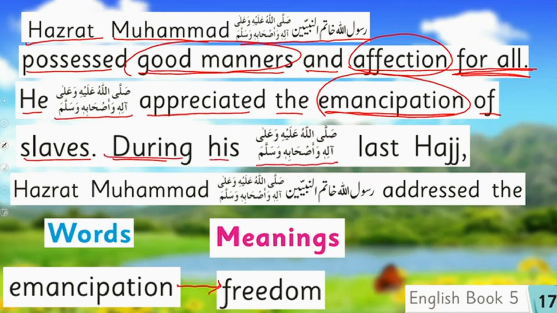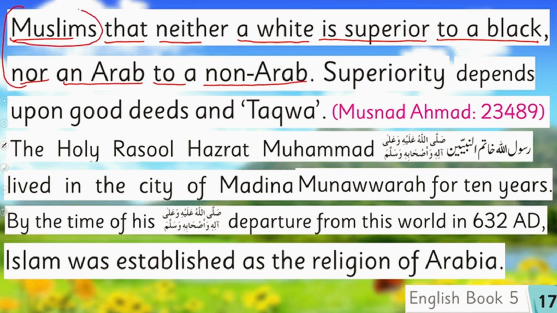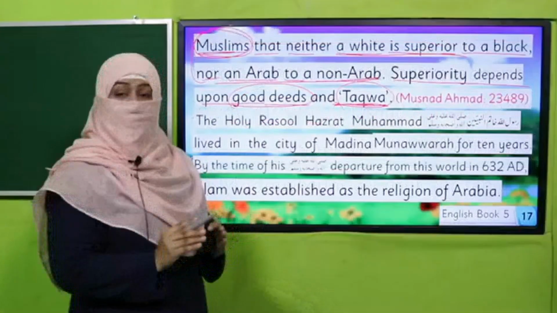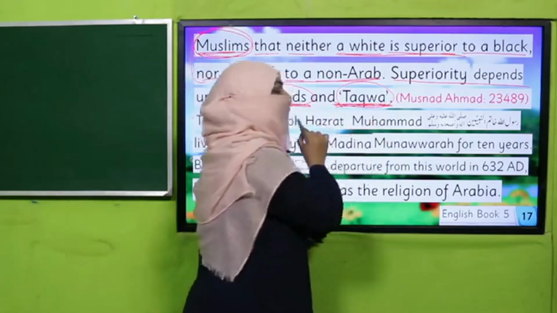During his last Hajj, Hazrat Muhammad Rasulullah Khatamul Nabeen sallallahu alaihi wasallam addressed the Muslims that neither a white is superior to a black, nor an Arab to a non-Arab. Means there is no discrimination, no difference among Muslims. We all are one. Superiority depends upon good deeds and taqwa. If you are more good in good deeds and you have more taqwa, you are good. But it has nothing to do with your appearance, with your lineage, where you belong to. If you want to show you are good, you should have good manners and you should have a high level of taqwa.